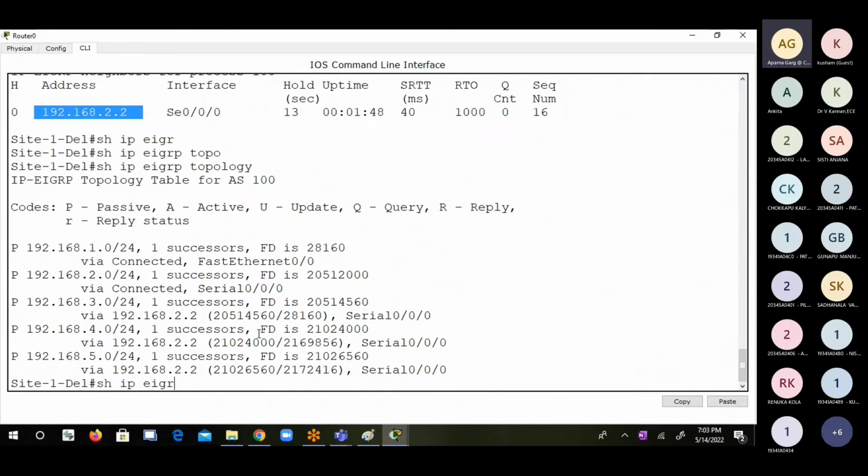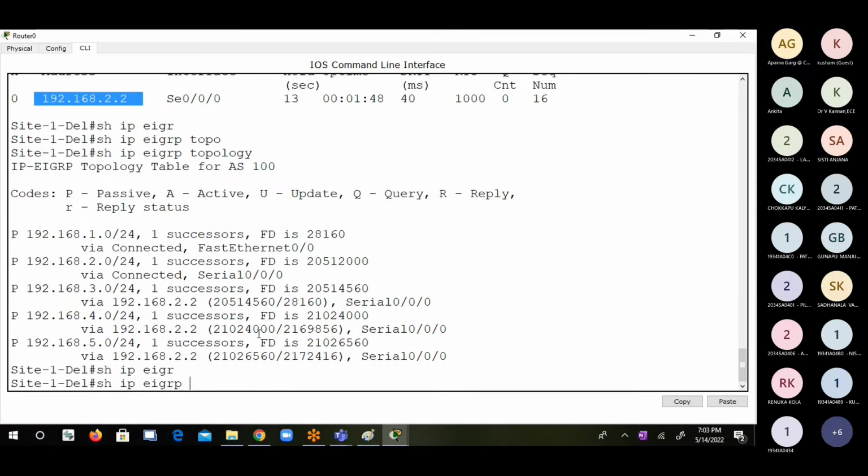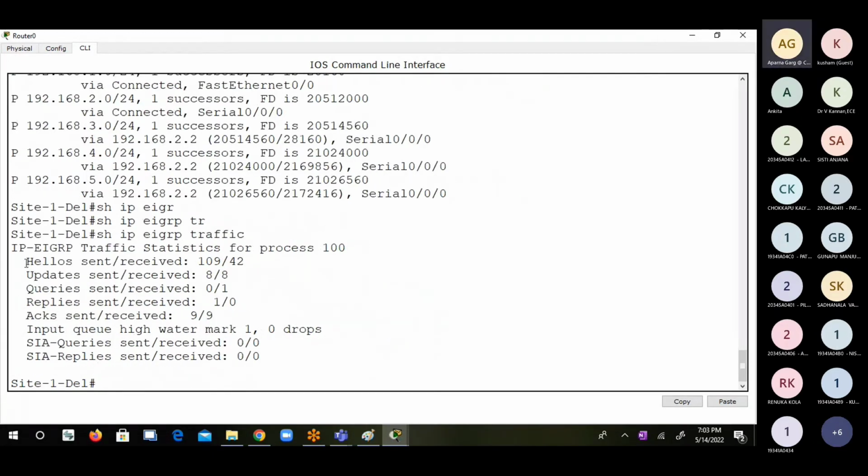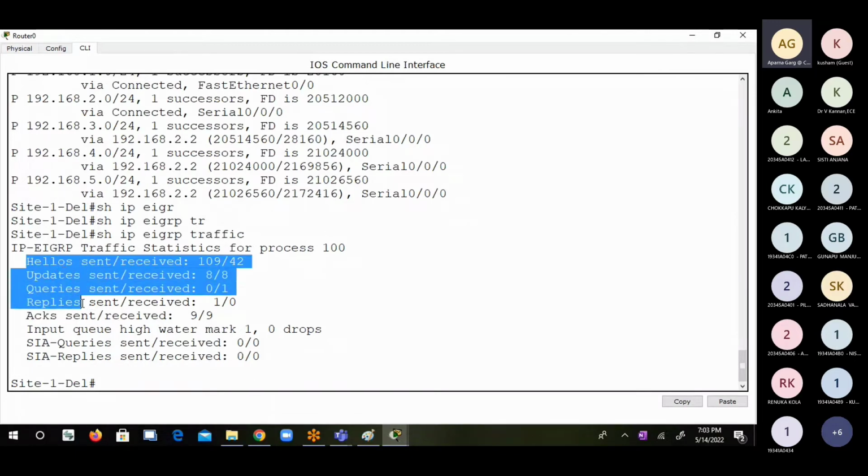Show ip eigrp traffic. So you see hello, update, query, reply, acknowledgement. I told you, these are the 5 packet types. Though I might have written 4, but reply is one of the packet types. So hello, query, update, reply, acknowledgement. Fine, everyone.